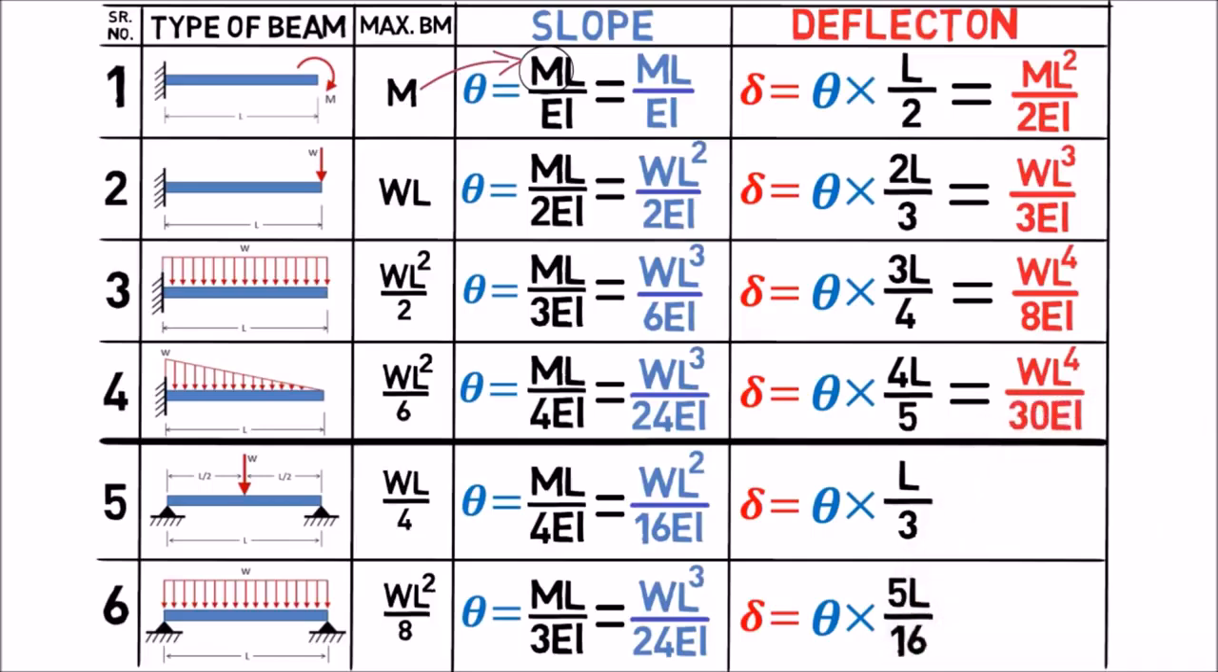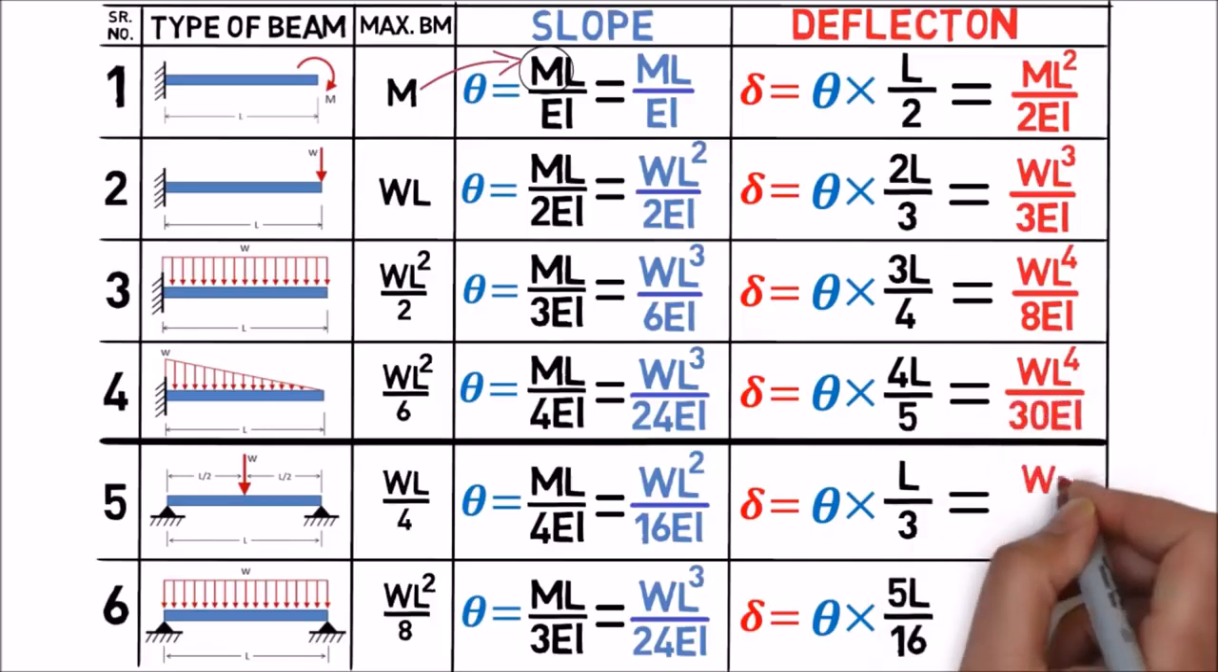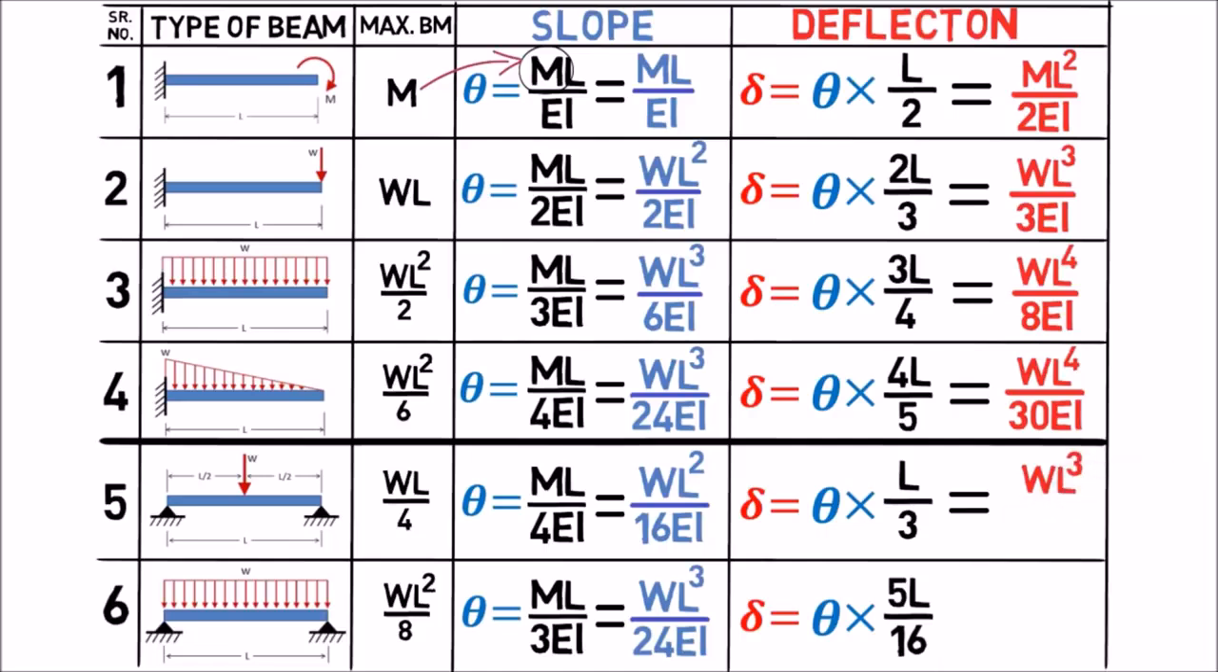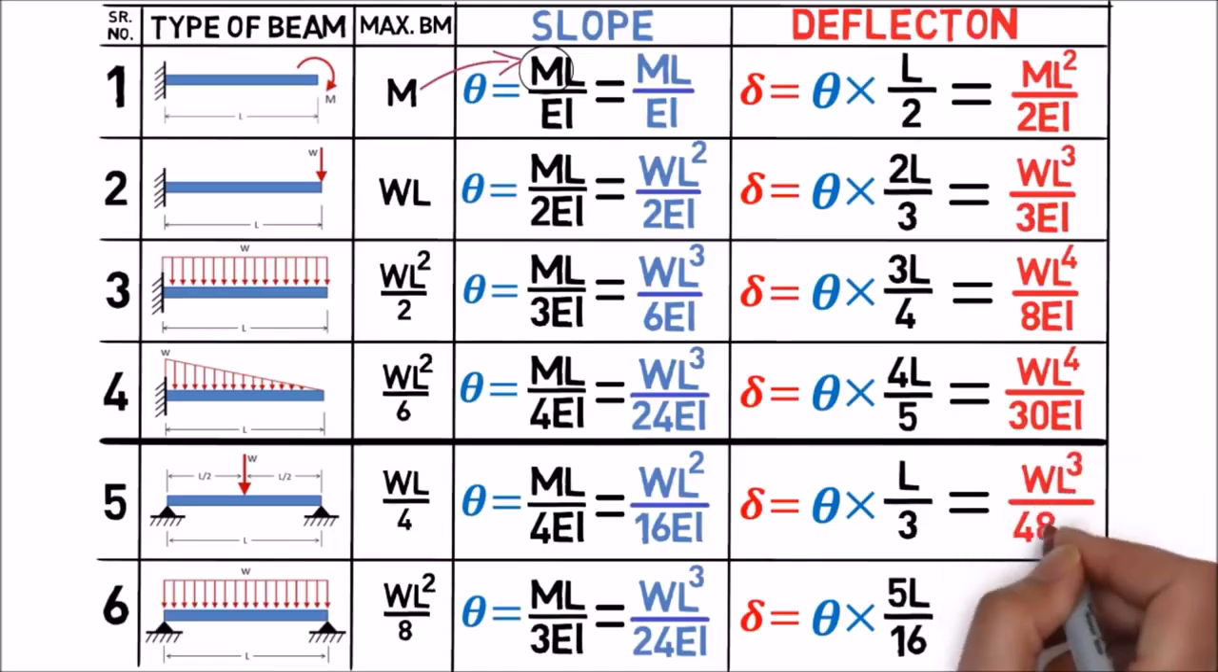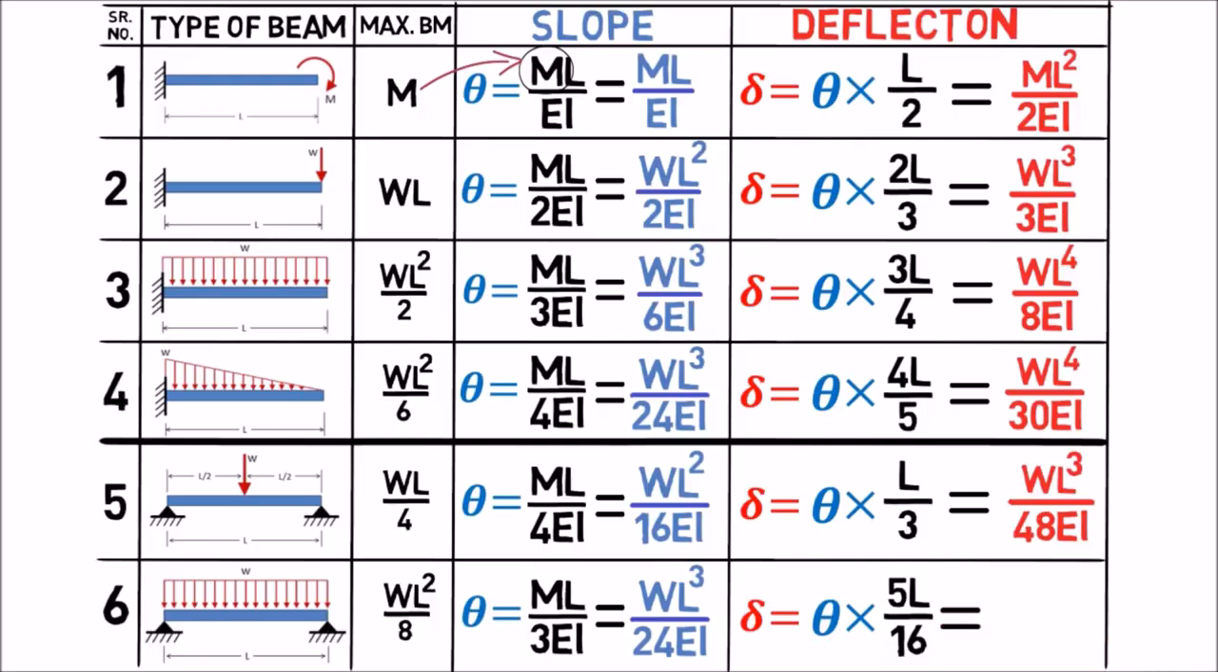30EI. And for simply supported beam carrying a point load at mid-span, multiply slope with L by 3, WL cube upon 48EI. And for last case, simply supported beam carrying a UDL, multiply slope with 5L by 16, which is near to L by 3, which will give 5WL raised to 4 upon 384EI.